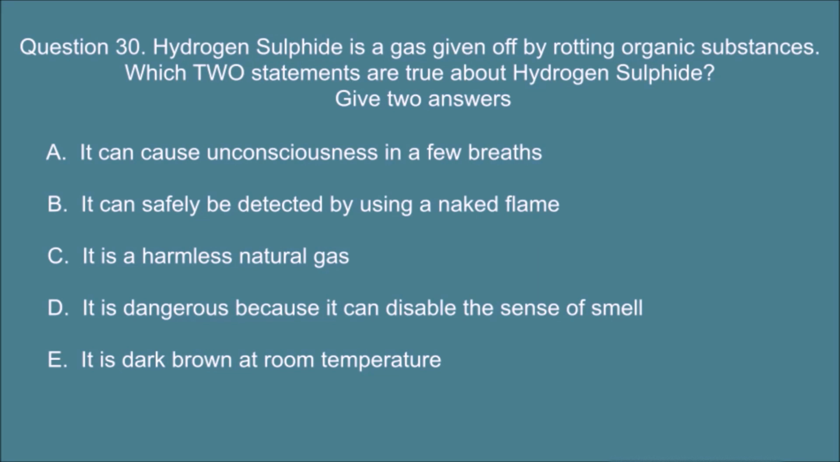Question 30. Hydrogen sulphide is a gas given off by rotting organic substances. Which two statements are true about hydrogen sulphide? Give two answers. A, it can cause unconsciousness in a few breaths. B, it can safely be detected by using a naked flame. C, it is a harmless natural gas. D, it is dangerous because it can disable the sense of smell. E, it is dark brown at room temperature.